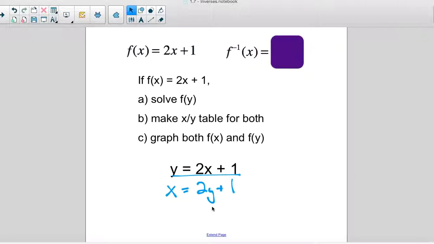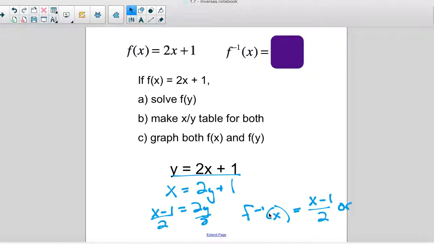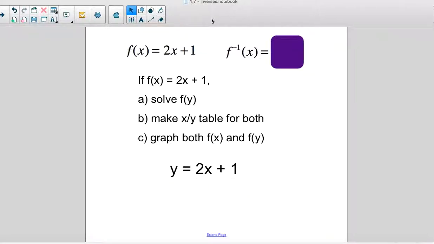So I'd subtract 1. I divide by 2. And I would get y, which I'm going to replace with f inverse of x, because that's how we want to replace the y. We don't want to use y anymore because it's not the same as this y. They're two different functions. But we say f inverse of x equals x minus 1 over 2, right? Or if you wanted to put it in slope-intercept form, that's 1/2 x minus 1/2. Doesn't matter to me, however you do it. And that would give us our inverse.